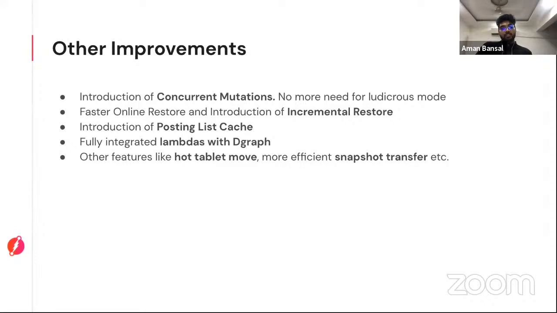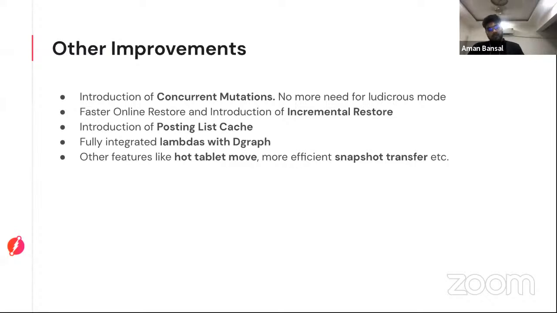And what this means for Dgraph is that all our mutations are now 2 times faster, and with this, we don't need ludicrous mode. So with 21.09, we have actually removed ludicrous mode because now we have a more performant solution with transactions and concurrent mutations.